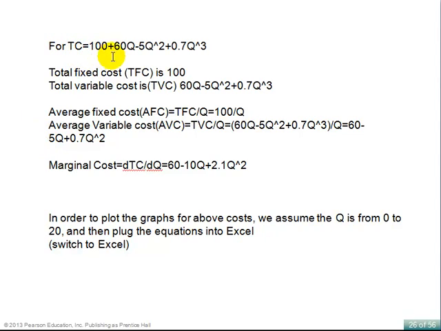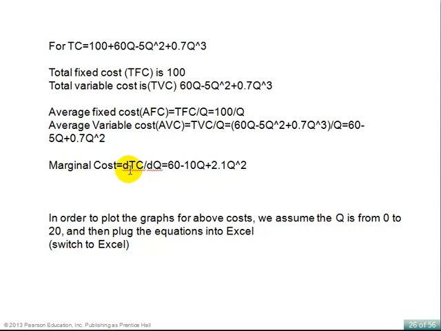For total cost equal to 100 plus 60Q minus 5Q squared plus 0.7Q cubed, total fixed cost is the constant term here, 100. Total variable cost is this part, 60Q minus 5Q squared plus 0.7Q cubed. Average fixed cost is total fixed cost 100 divided by Q. Average variable cost, AVC, equals total variable cost, 60Q minus 5Q squared plus 0.7Q cubed, divided by Q. We get 60 minus 5Q plus 0.7Q squared.